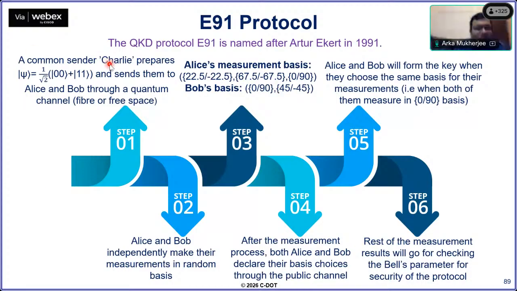Here again the same thing happens. Charlie has an entangled source and prepares an entangled pair, and sends them to Alice and Bob through the quantum channel, which may be fiber or free space.